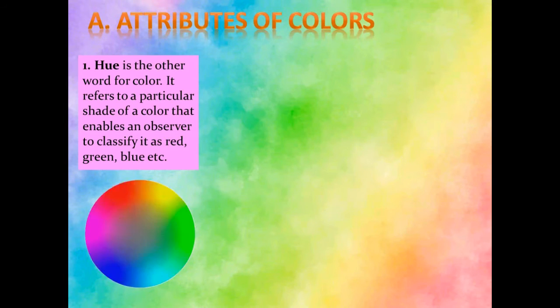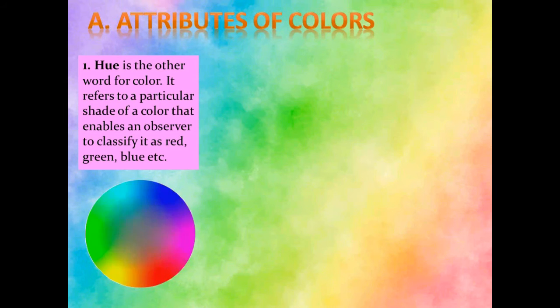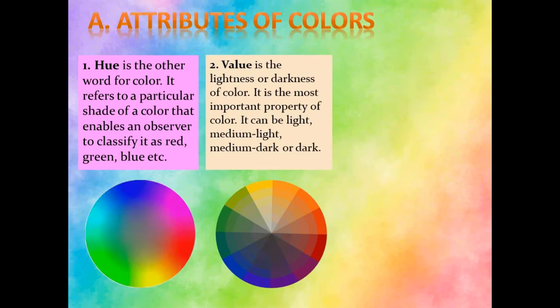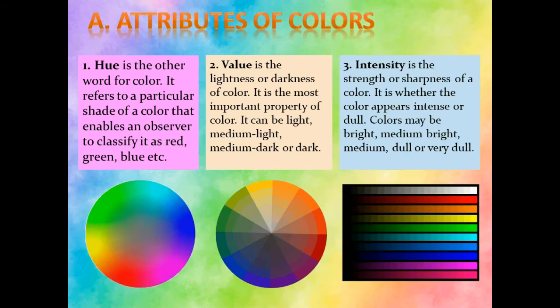First, let us discuss the attributes of colors. Hue is the other word for color. It refers to a particular shade of a color that enables an observer to classify it as red, green, blue, etc. 2. Value is the lightness or darkness of a color. It is the most important property of color. It can be light, medium, or dark. 3. Intensity is the strength or sharpness of a color. It is whether the color appears intense or dull. Colors may be bright, medium, dull, or very dull.